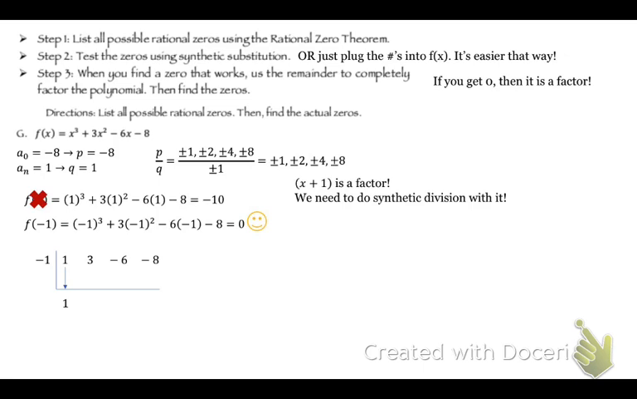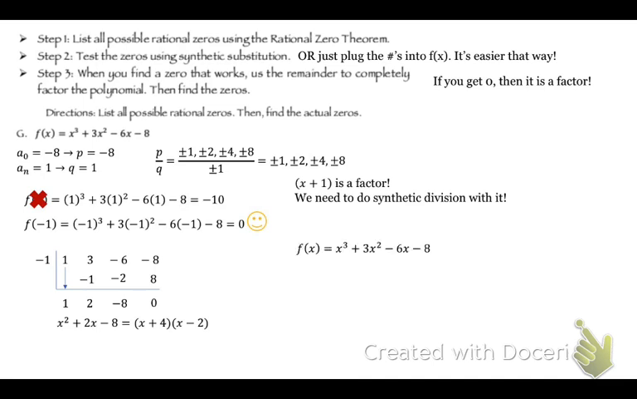Bring down that 1. 1 times negative 1 is negative 1. 3 plus negative 1 is 2. 2 times negative 1 is negative 2. Negative 8 plus 2... negative 6 times... so we get 0. So we get x squared plus 2x minus 8. Now we can factor that, and that factors to x plus 4, x minus 2.